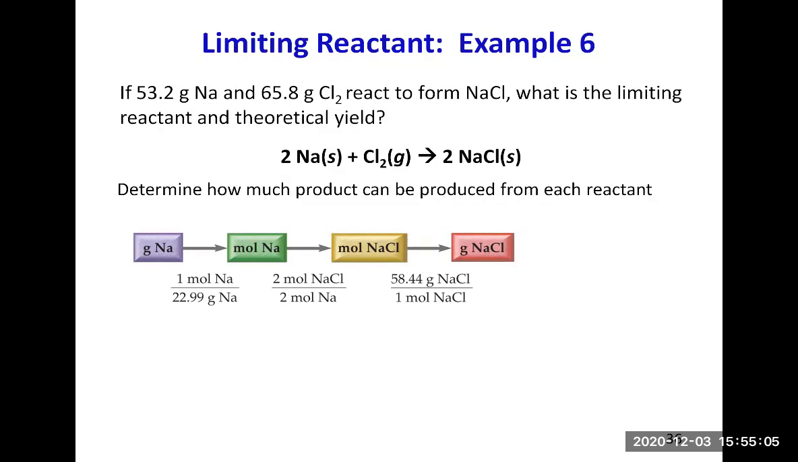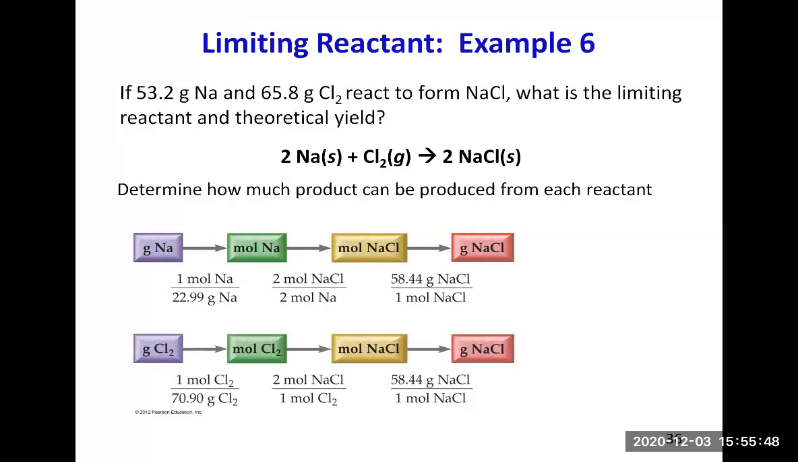Now that you have moles, you can change the moles of sodium to moles of another substance, here NaCl, and you use the coefficient of the chemical equation for that. As I said, 2 moles of sodium will produce 2 moles of sodium chloride. So you use that as a conversion factor to change moles of sodium to moles of sodium chloride. Then once you have your moles of sodium chloride, you convert them back to grams of sodium chloride using the molar mass of sodium chloride, NaCl. This will allow you to calculate the amount of product from the given amount of sodium.